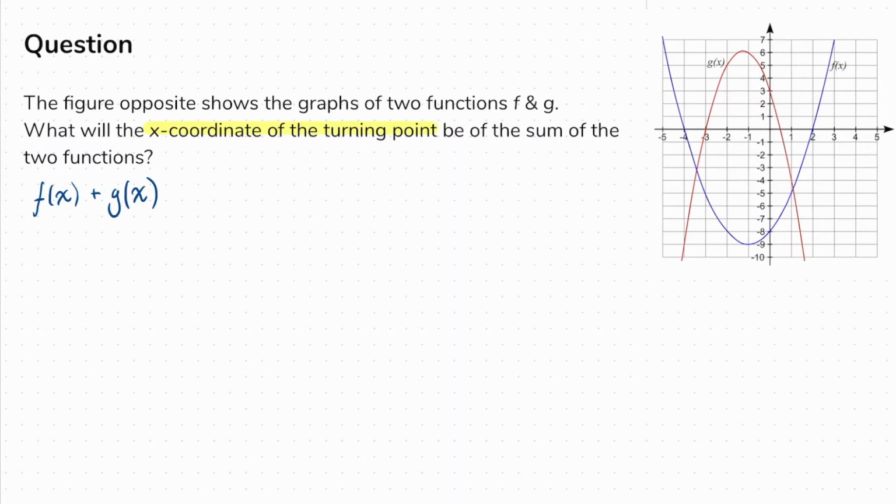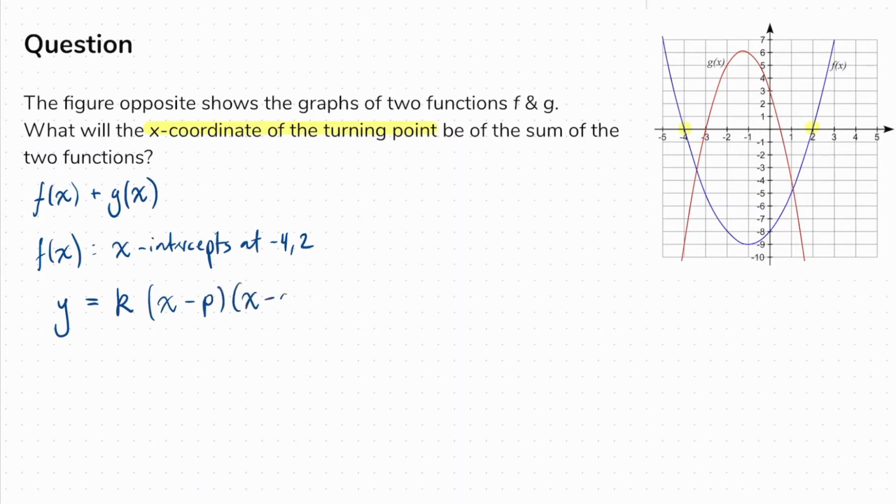So f of x, the blue quadratic, I can see it actually has 2 clear turning points. So f of x has x intercepts at negative 4 and 2. So what that means is I can use this form here, y equal to k, it's my scale factor, x minus p, x minus q. Now you may use different letters for these.